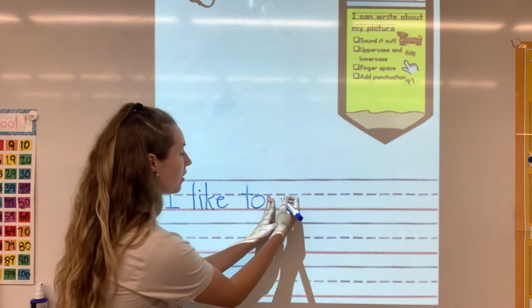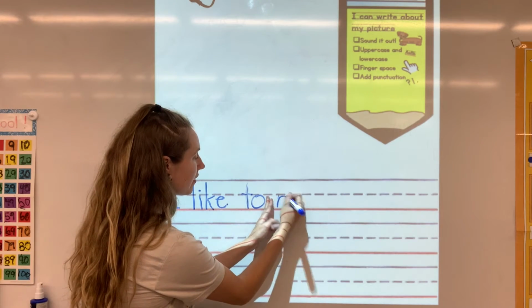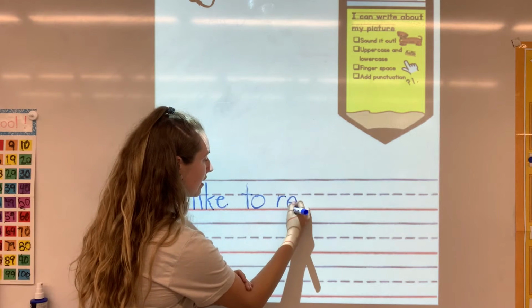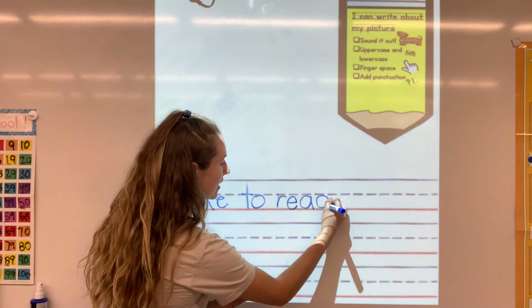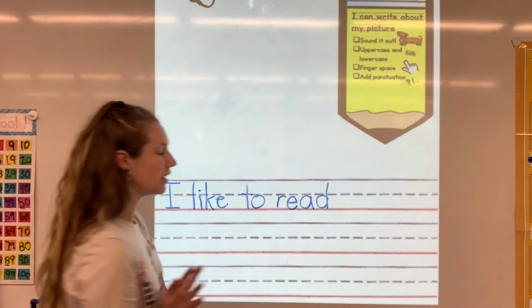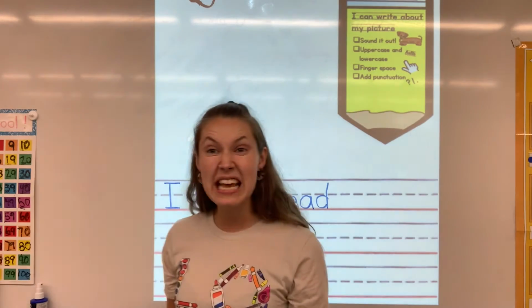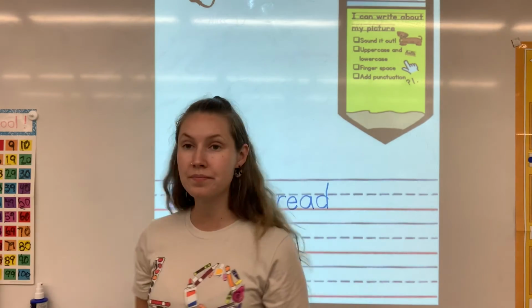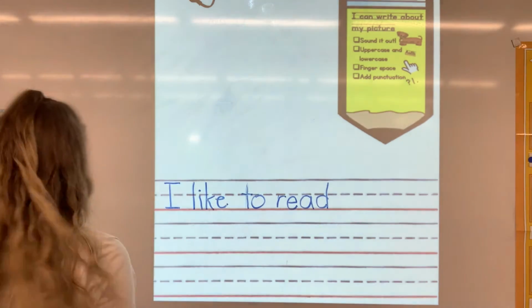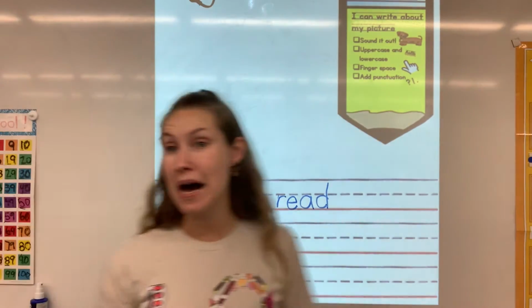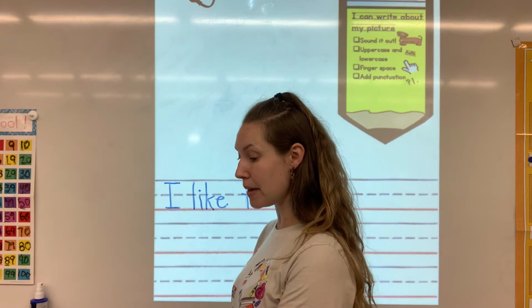And I'm going to do R-E-A-D. I like to read. And now I need to say what I like to read about. And now I'm going to write books. Books. That's a letter B word.